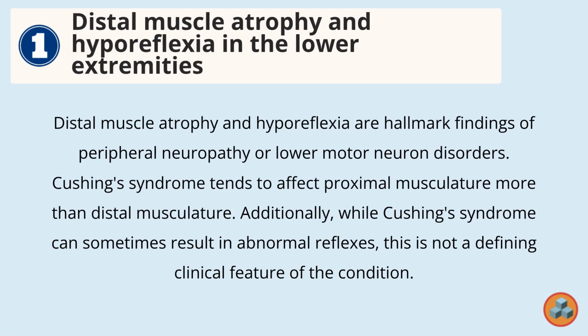Option 1, distal muscle atrophy and hyporeflexia in the lower extremities. Distal muscle atrophy and hyporeflexia are hallmark findings of peripheral neuropathy or lower motor neuron disorders. Cushing syndrome tends to affect proximal musculature more than distal musculature. Additionally, while Cushing syndrome can sometimes result in abnormal reflexes, this is not a defining clinical feature of the condition. The pattern of muscle involvement is the key to eliminating this option.